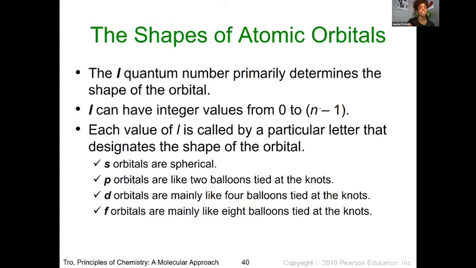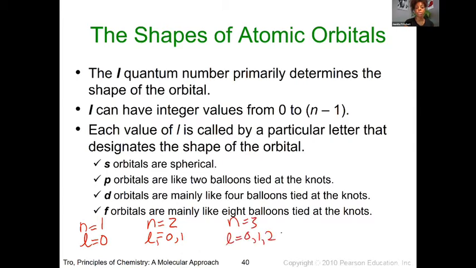If n is equal to 1, that means my l value can be only 0, because n minus 1 is 0. If n is equal to 2, then my possible l values are 0 and 1, and that's it. If n is equal to 3, the possible l values are 0, 1, or 2.